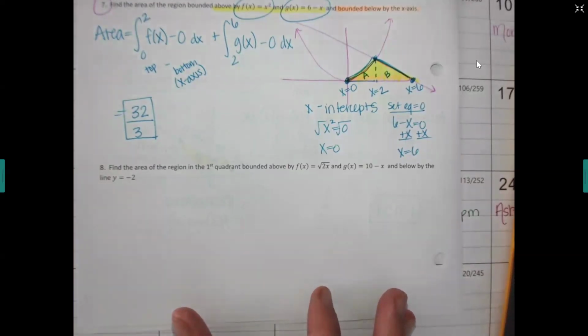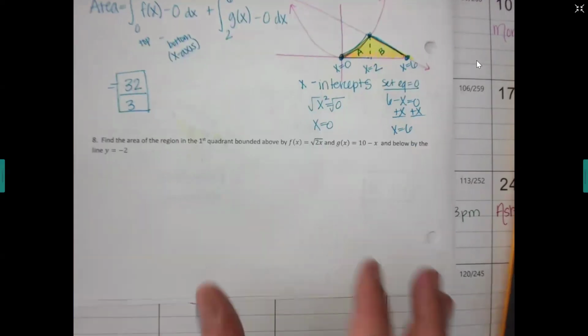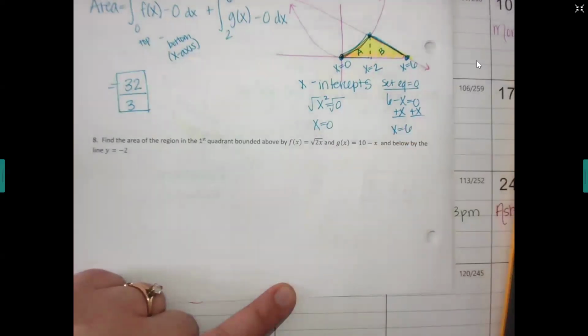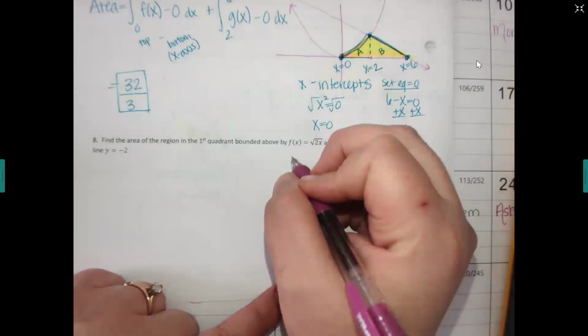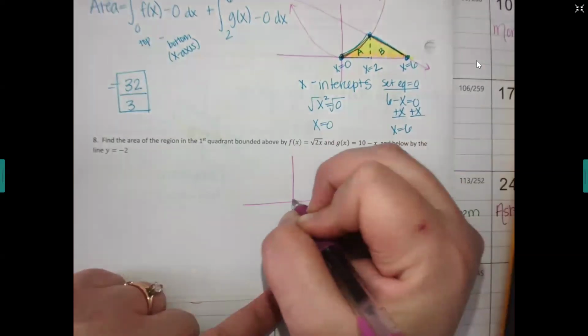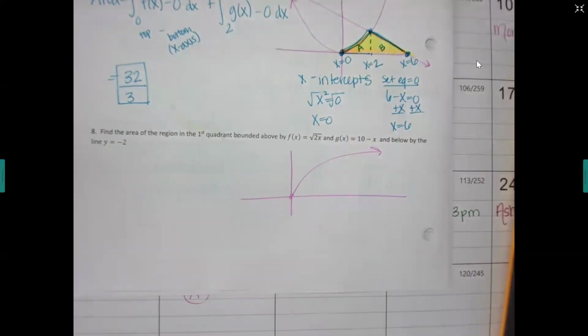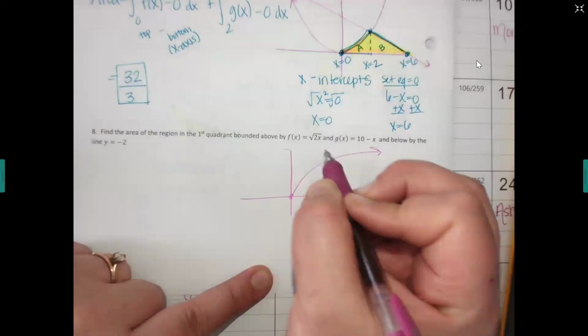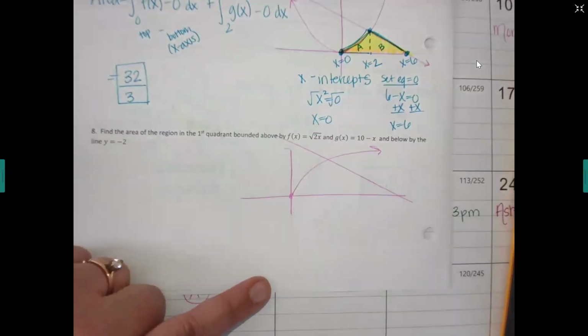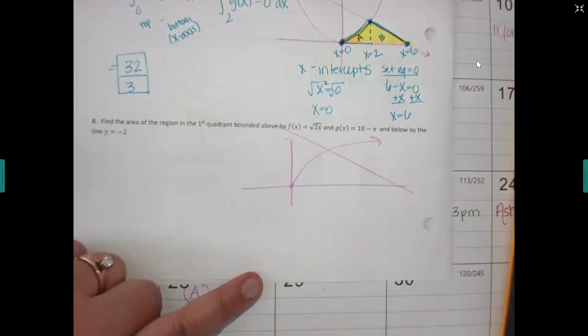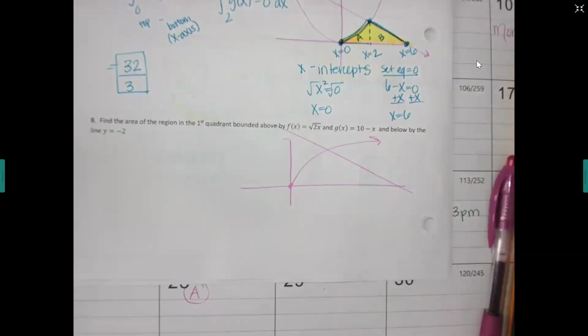All right, last one we're going to do is number 8, but we're going to have to kind of fiddle with it because the problem doesn't really make sense as is. So for number 8, will you sketch the region? So we have a square root 2x, that's going to look like this. We have a 10 minus x, which means it's going to start at 10 and then come downhill like this.